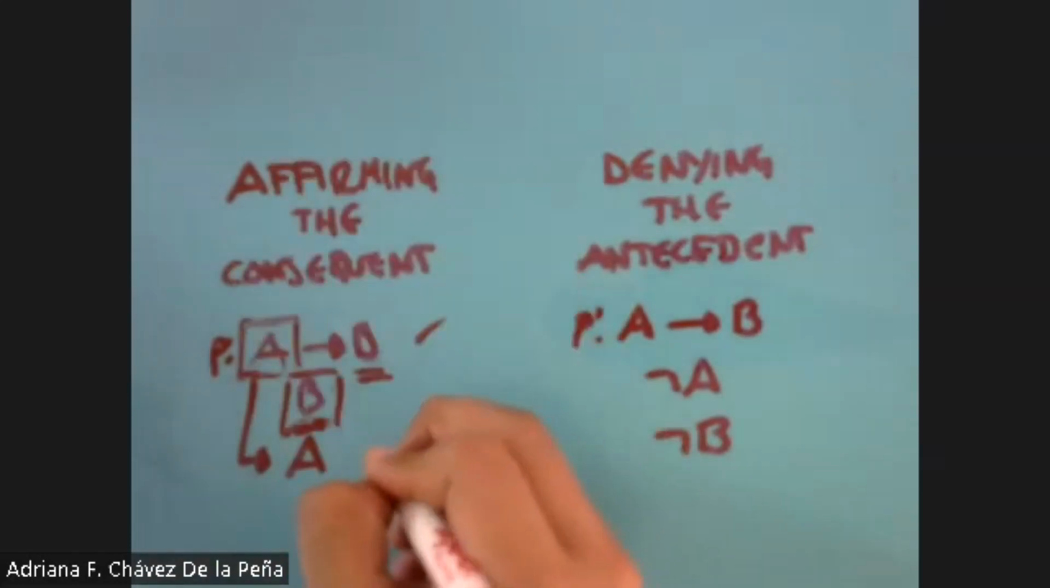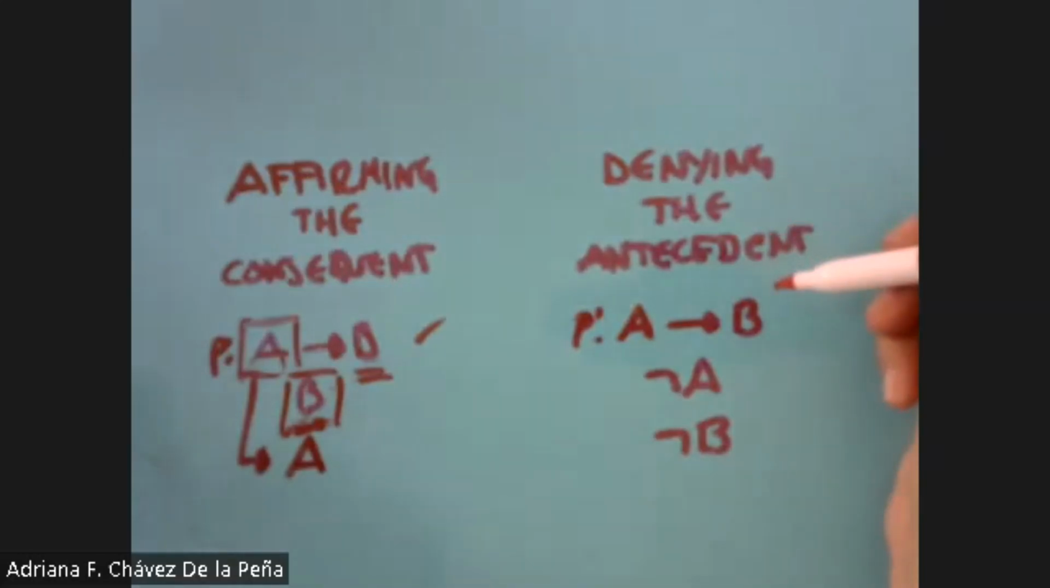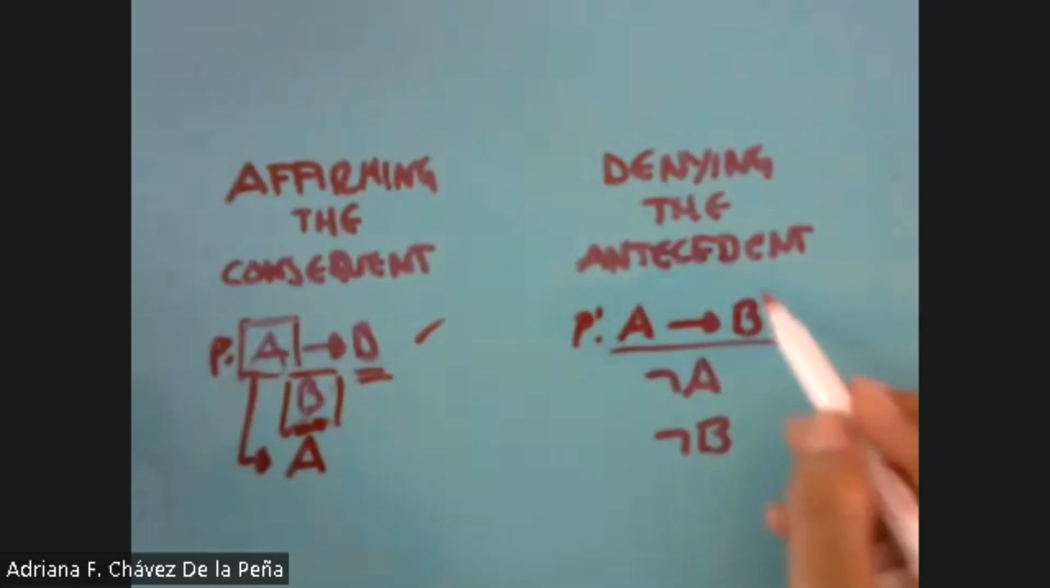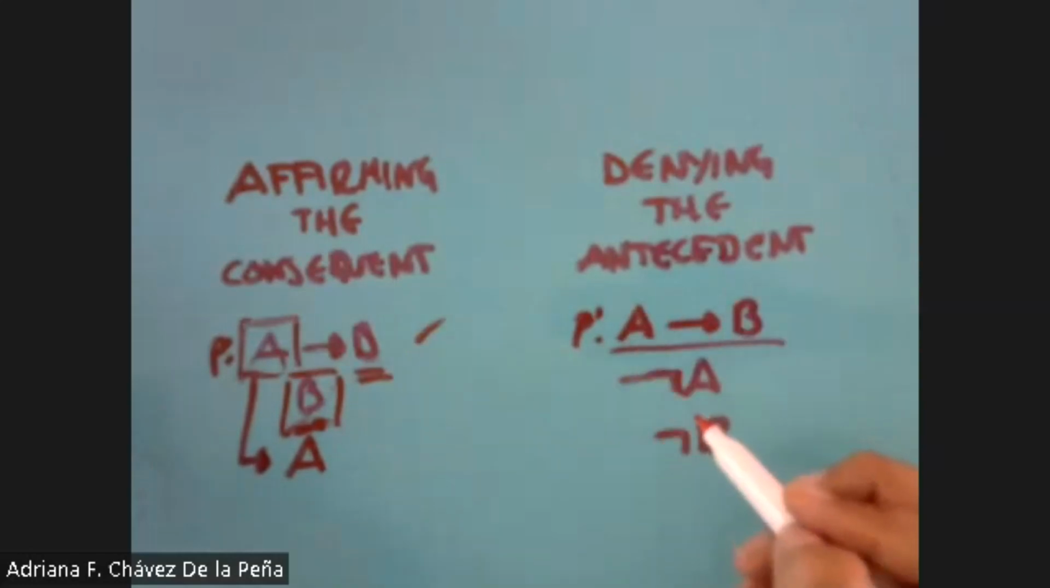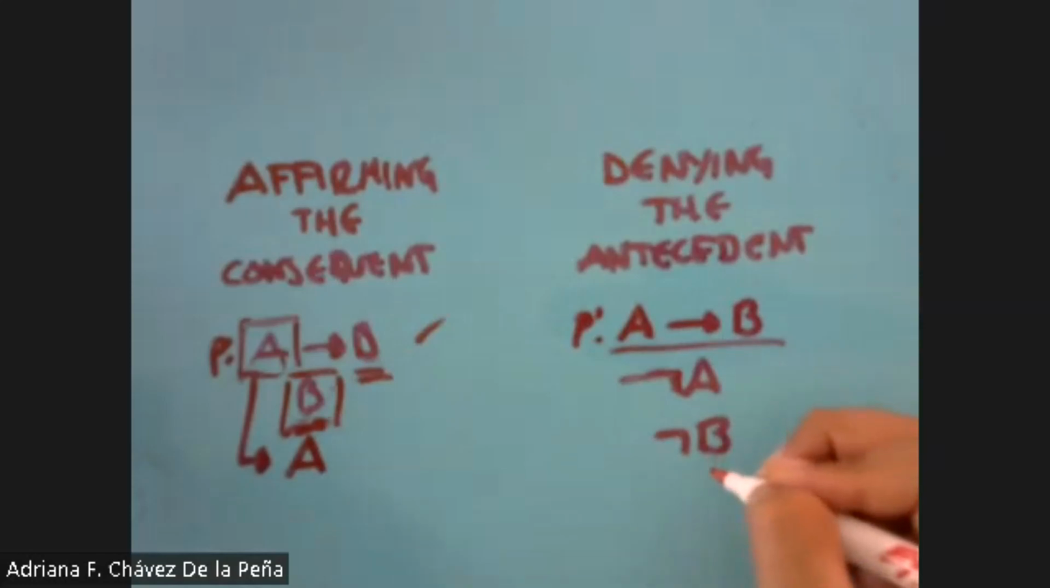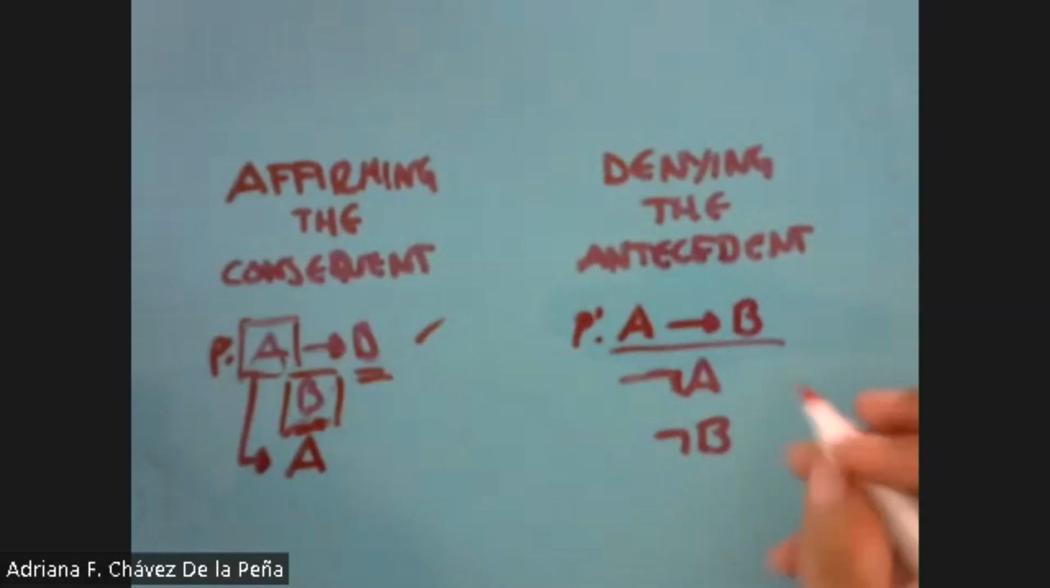So affirming the consequence is a fallacy, not necessarily truth. Then we have denying the antecedent. Again, we establish a causal relationship here between an event A and a consequence B. And say now that I don't observe the condition A. I would not necessarily be correct if I were to assume that that also means that B did not happen.